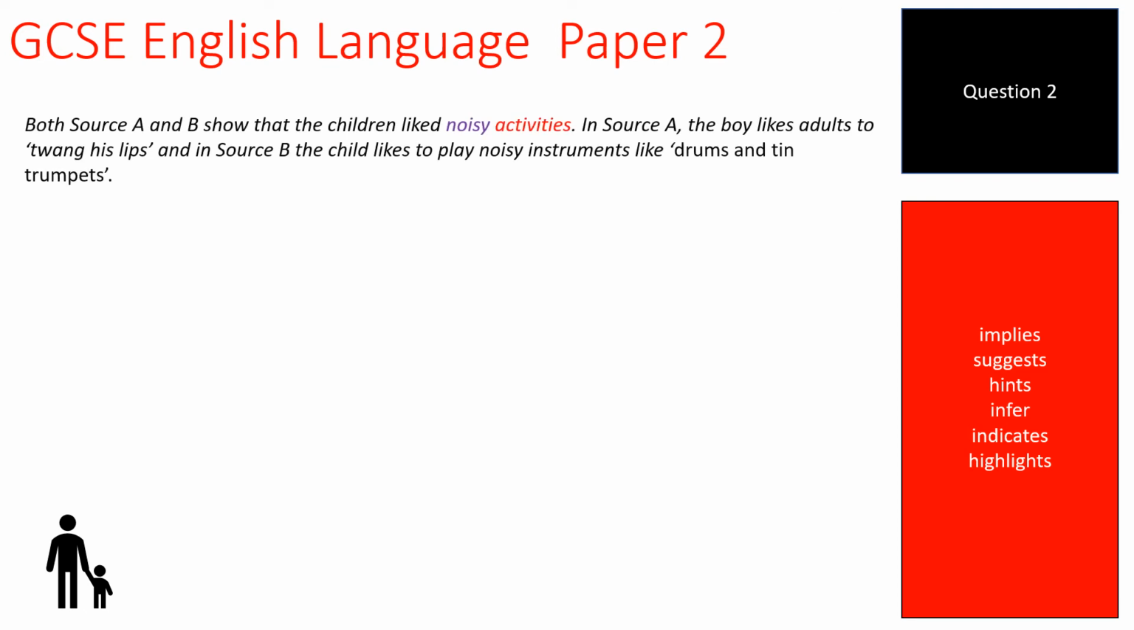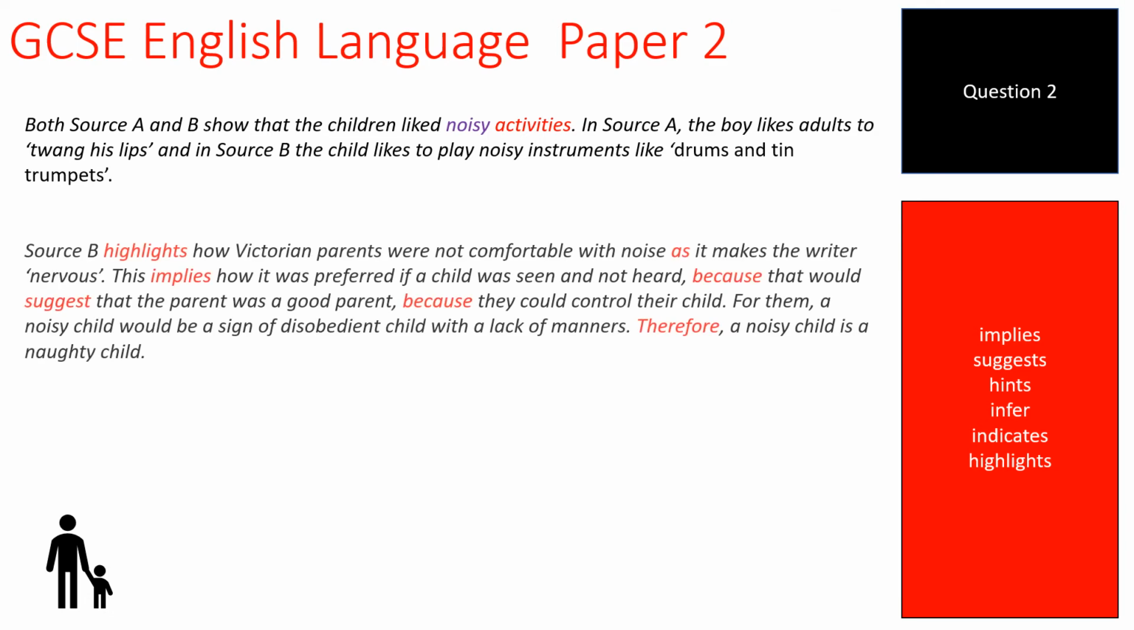Now, what about the other opportunity? Well, the other opportunity you can do is where you can link them both together. I'm going to show you how you can do that very, very simply. So I've got the sentence there. Both source A and B show children liked noisy activities. In source A, the boy likes adults to twang his lips. And in source B, the child likes to play noisy instruments like drums and tin trumpets.